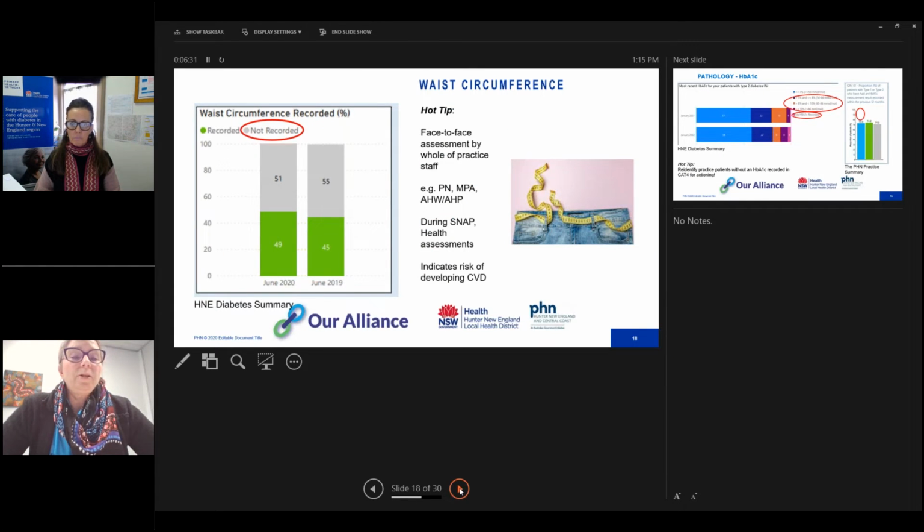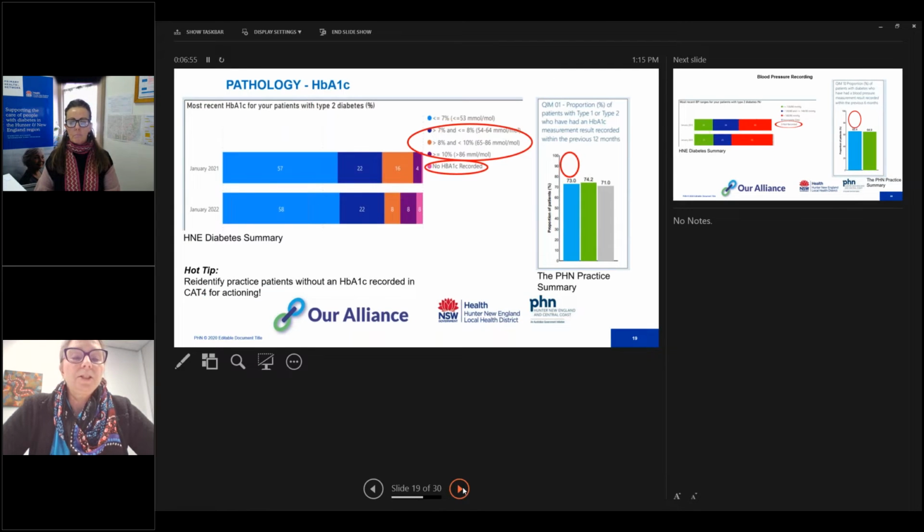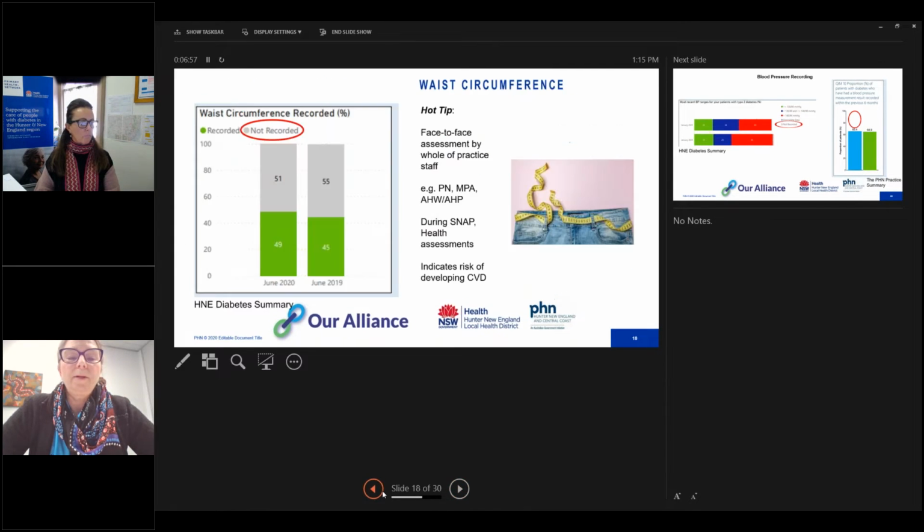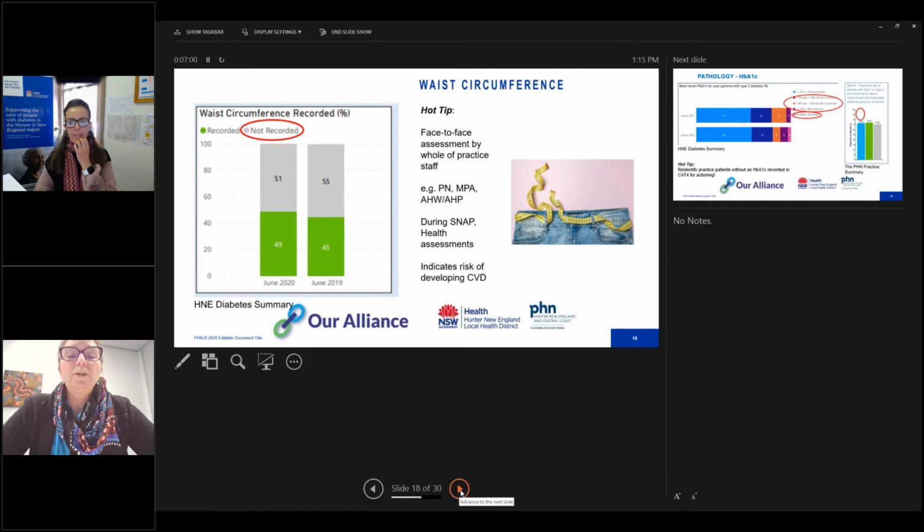So this is about waist circumference, which is a risk factor for cardiovascular disease. And you can see that about half of patients with diabetes haven't had a waist circumference recorded over the 2 years as well. So that's an opportunity that you might like to think about for quality improvement. Yes, I was just going to say the whole practice team can work on that, whether that's an Aboriginal health worker, a practice nurse, or a medical practice assistant. That can be done during SNAP assessments or the health assessments. Thanks, Mara.